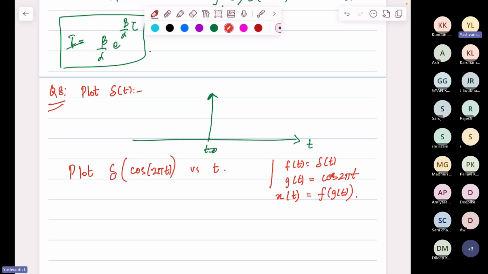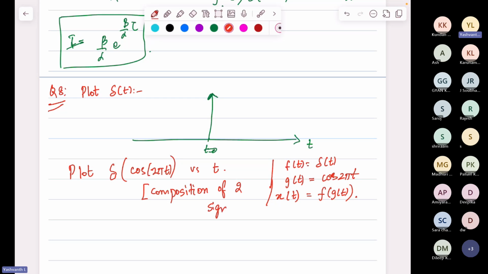I mean the composition of two signals. So I'm asking you to plot the signal obtained by composition of two signals, where you first take the cos 2 pi ft and then composite that with the impulse signal. So this is an example of composition of two signals. Now I'm asking you to plot delta of cos 2 pi t.